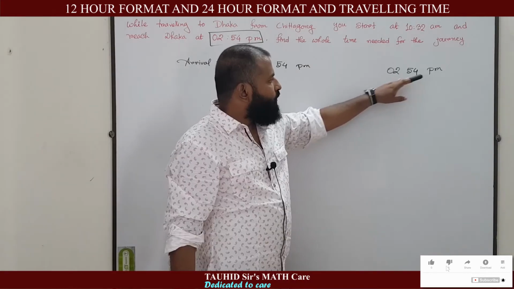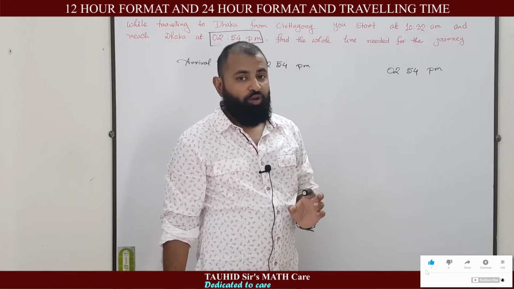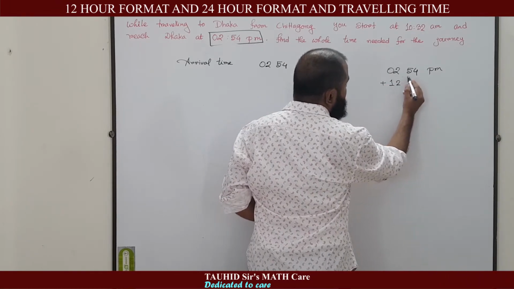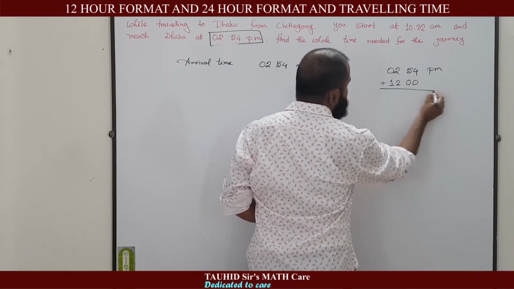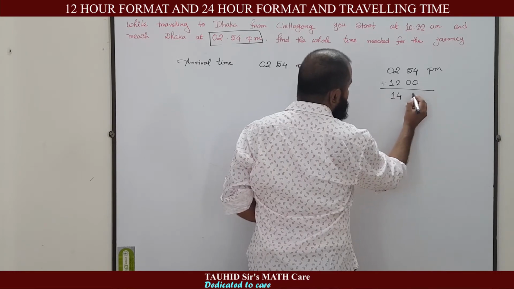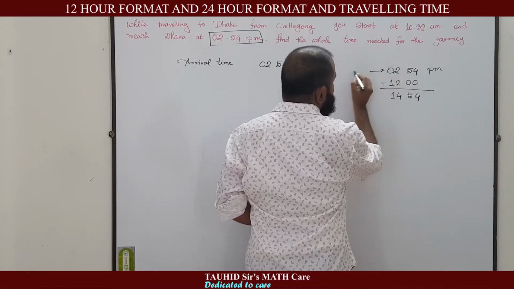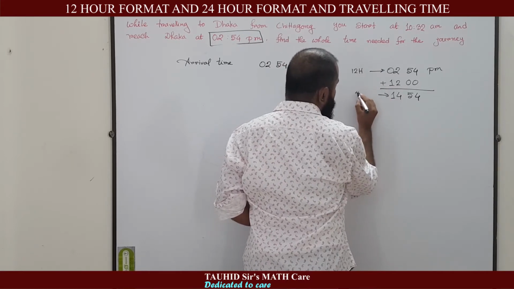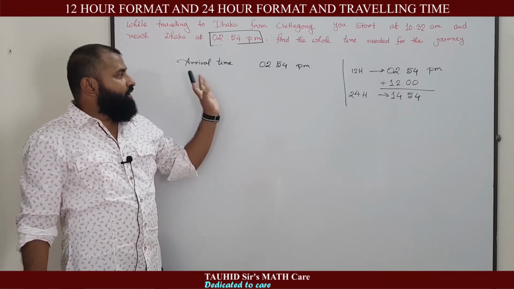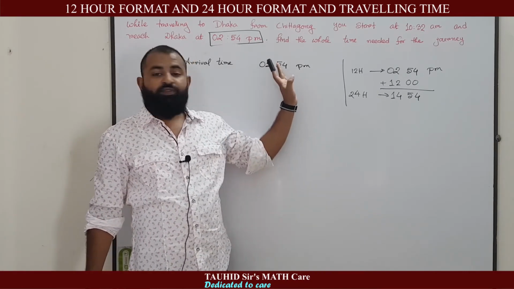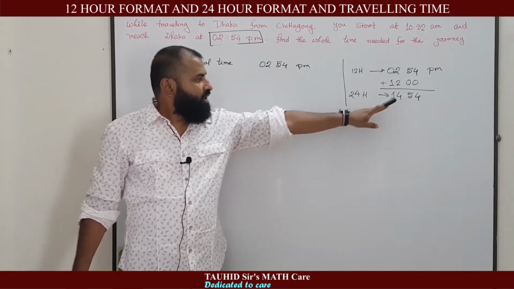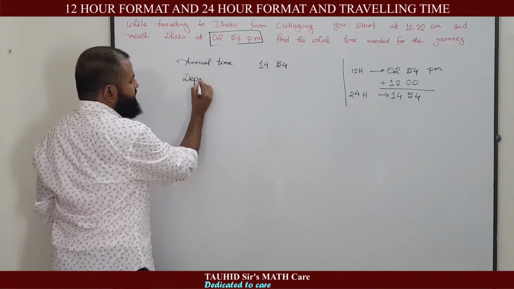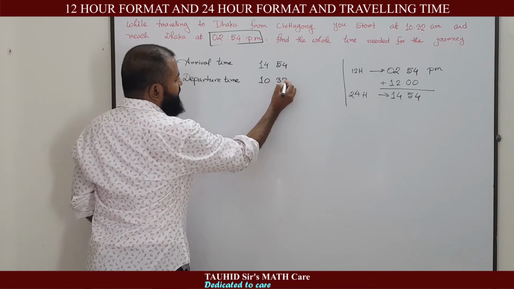That means 2:54 pm in 12-hour format, in 24-hour format, will become 2:54 plus 12:00. That means 14:54. This was in 12-hour format and this is in 24-hour format. So, arrival time, instead of 2:54 pm, we will write 14:54. And the departure time was 10:32.